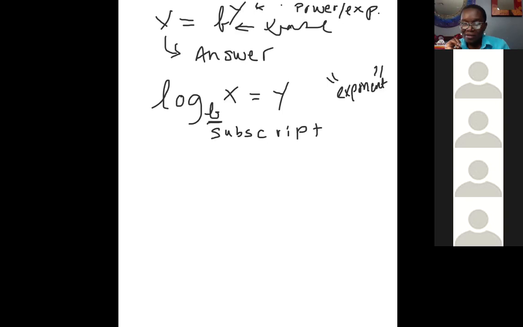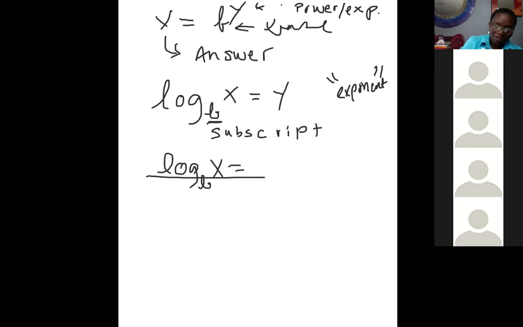Now, one last thing before I move on to the next part of this. This is your writing line right here. When you're writing the log, you wanna go ahead and have the log on the writing line. Then your subscript below the writing line, the x goes on the writing line, and then the y also goes on the writing line. Okay? So guys, when you write these, be very careful how you write them.